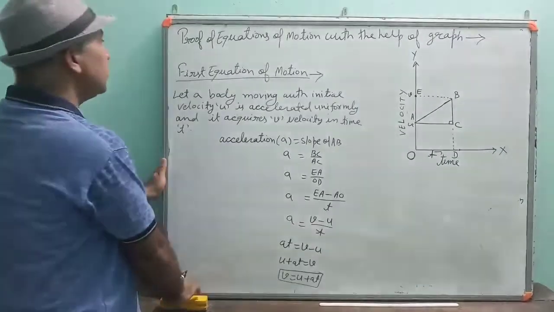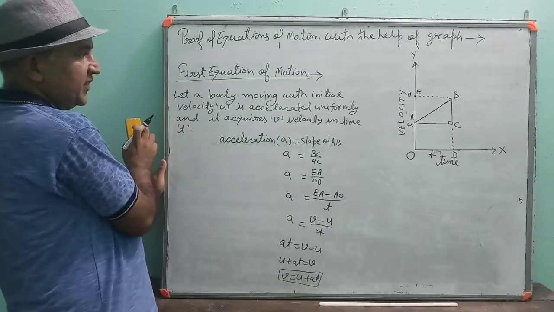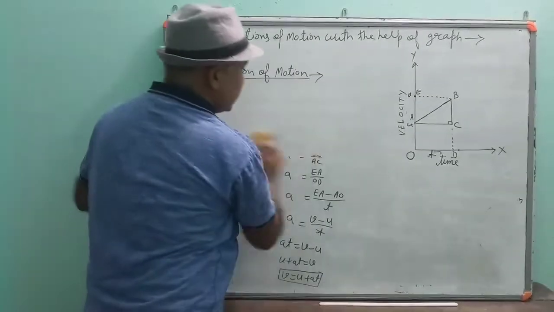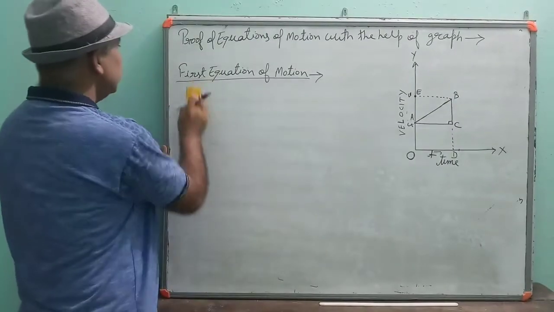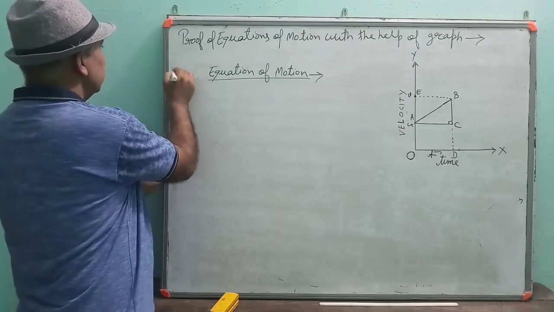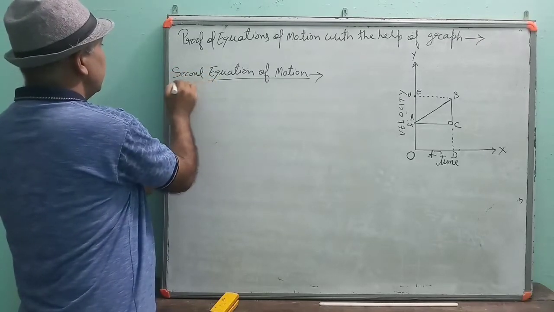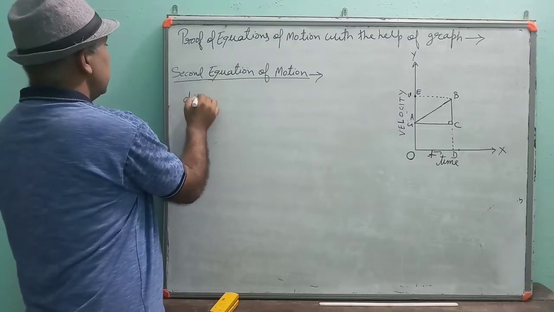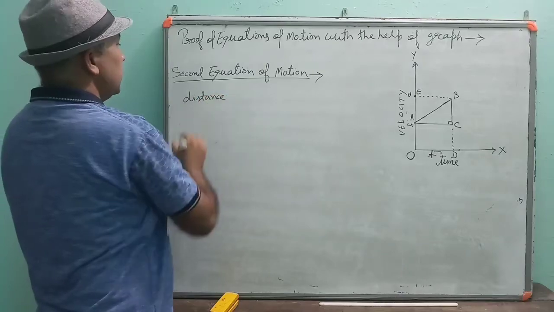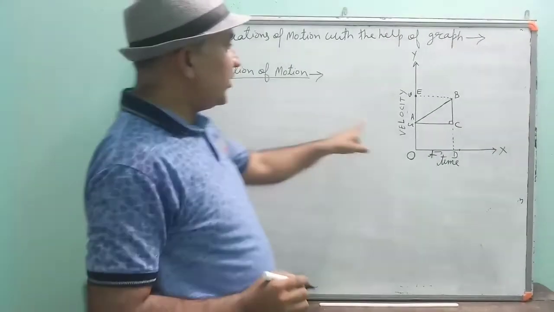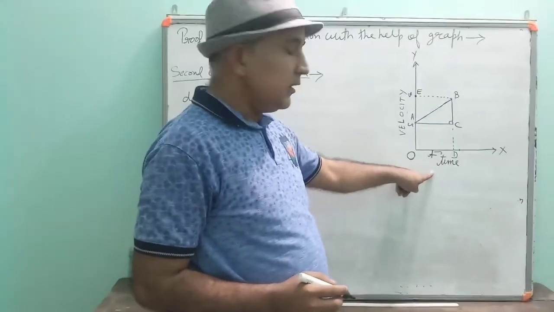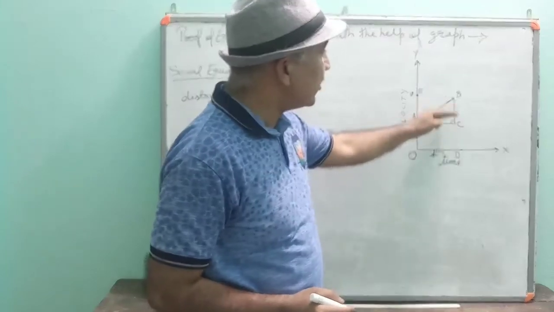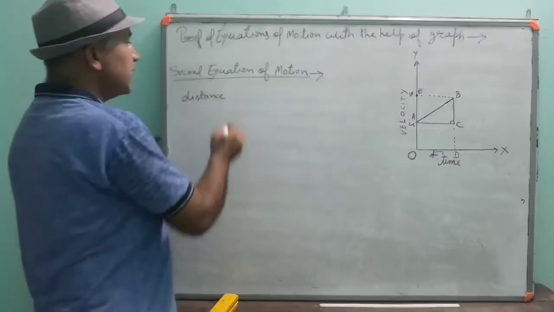Okay, now we are going to see the second equation of motion. You can pause the video and you can note down these things. Now see the second equation of motion. In the second equation we will find the distance. In the velocity time graph we know that distance is the velocity into time. That means area covered by the graph will be the distance.